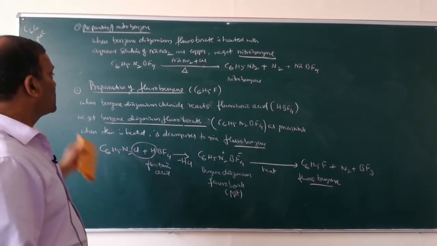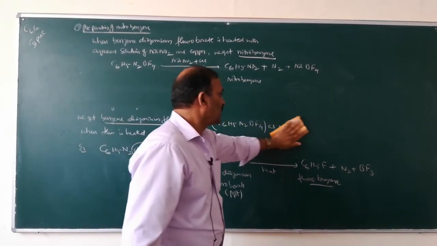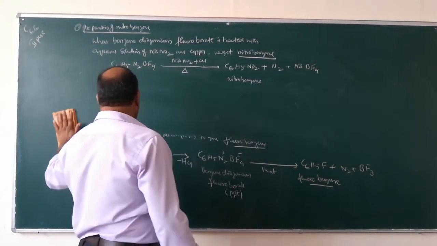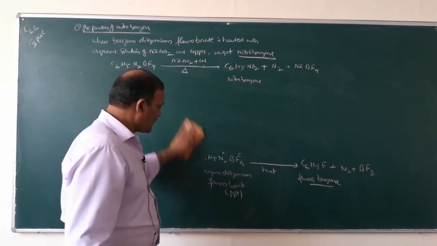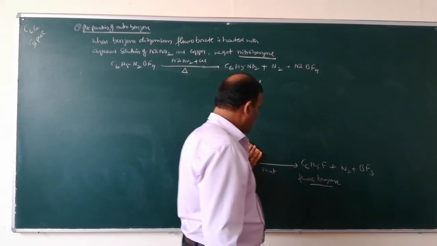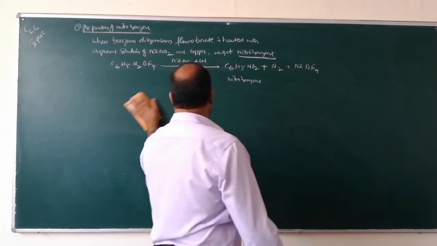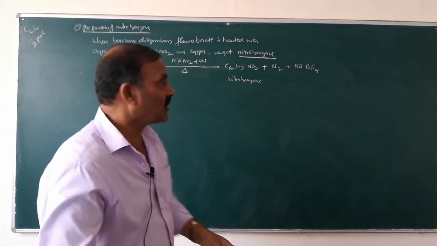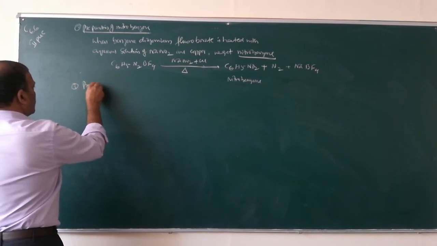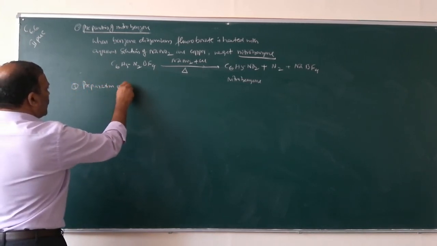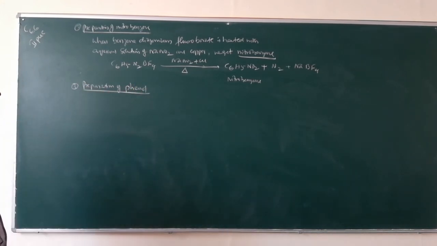From benzene diazonium chloride, we can prepare chlorobenzene, bromobenzene, cyanobenzene, iodobenzene, and then benzene, and then fluorobenzene, nitrobenzene, and then phenol. So next one, preparation of phenol. Preparation of phenol from benzene diazonium chloride.